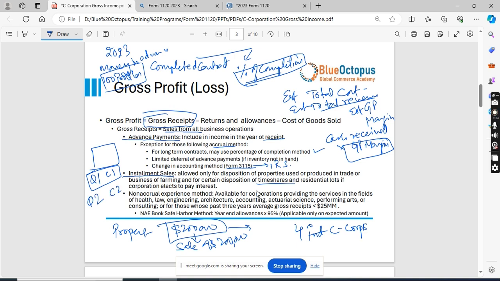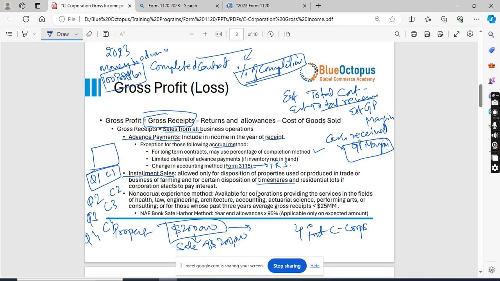Quarter 2, maybe C2, quarter 3, quarter 4. So they may divide the time zone according to their needs and use that single property amongst them. So that is how the timeshare works. So if there is any disposition, meaning selling of this kind of property, along with that residential lots.